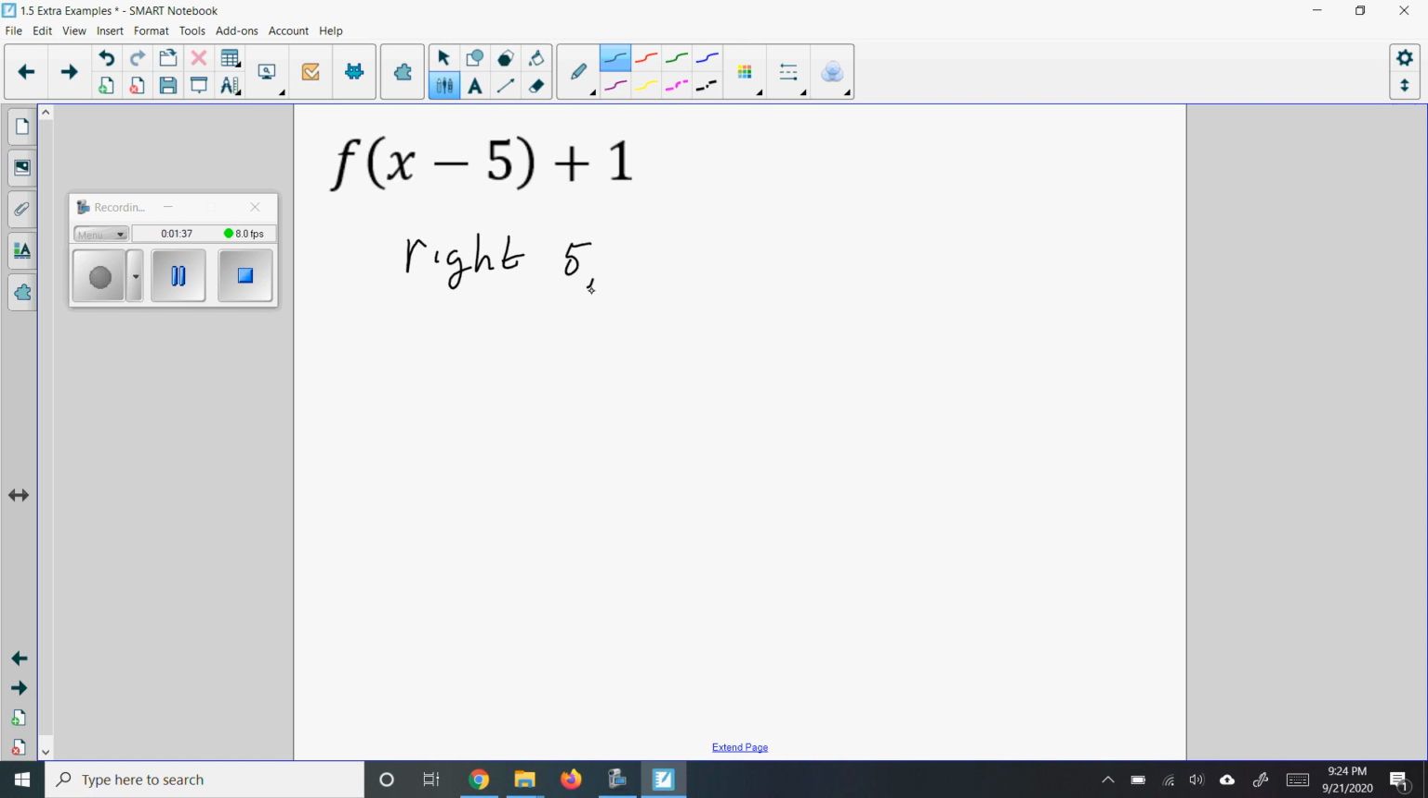Okay, the 1 is on the outside. And when it's on the outside, that means it affects the y values. And y goes up and down. So since it's plus 1, this has gone up 1. So this function has been transformed right 5 and up 1.